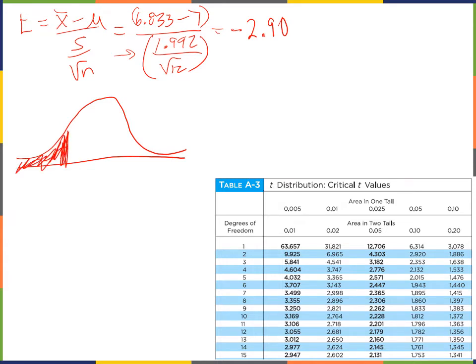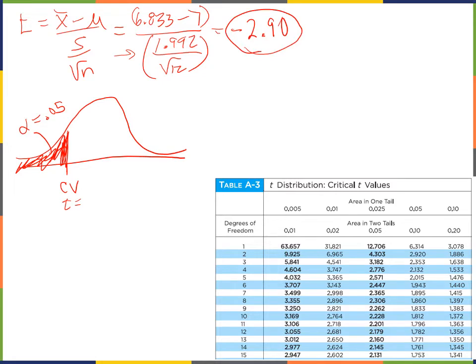In the critical value method, this is the critical region. This right here is your critical value. The area is your alpha. In this case, we wanted a 0.05 significance level. And so in the 0.05 significance level, we want to figure out what this critical value t-score is. And then we're going to decide if this test statistic is in or out of the critical region.